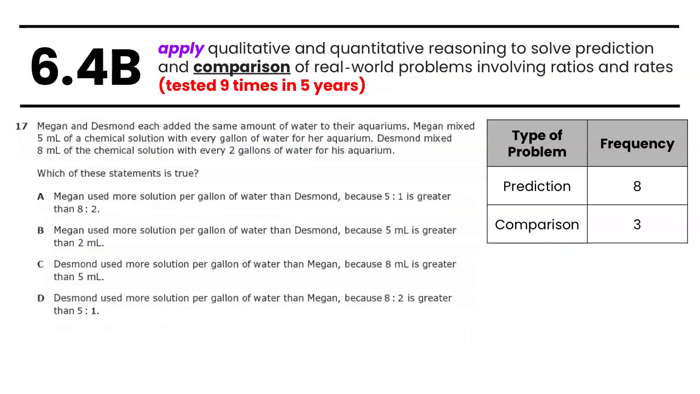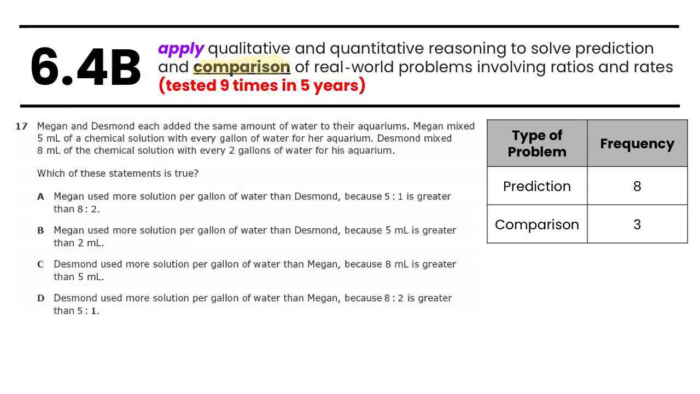As we take a look at our first released question for 6.4B, we're going to notice that there's a lot of things to take into account for this particular skill. First of all, I want to point out that in the scope and sequence, we're beginning with comparison problems, not prediction problems.